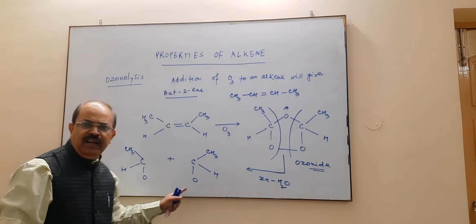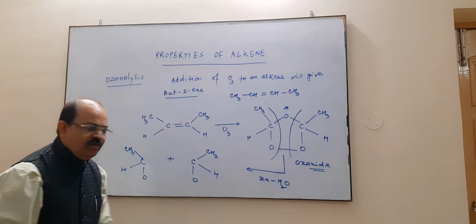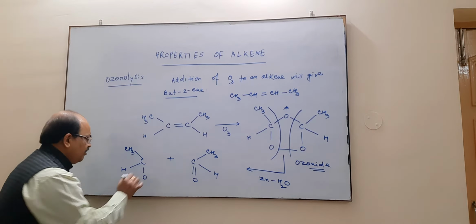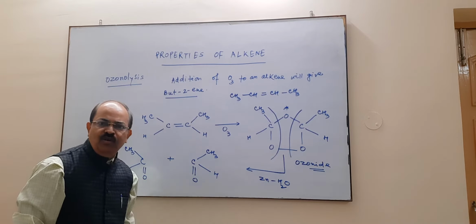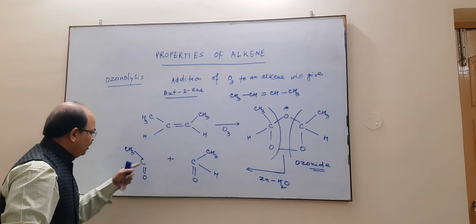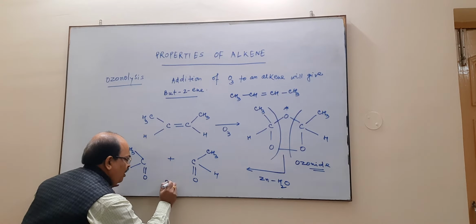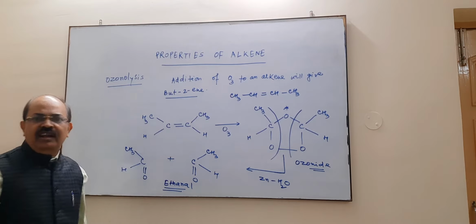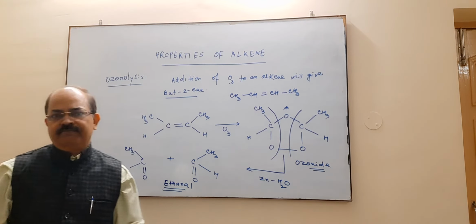Now you know the valency of oxygen is 2 and the valency of carbon is 4. So to maintain this valency, we have to put a double bond. What is this? CH3CHO, acetaldehyde. CH3CHO, acetaldehyde, and in IUPAC both have the same name, that is ethanal. So we are getting 2 moles of ethanal.